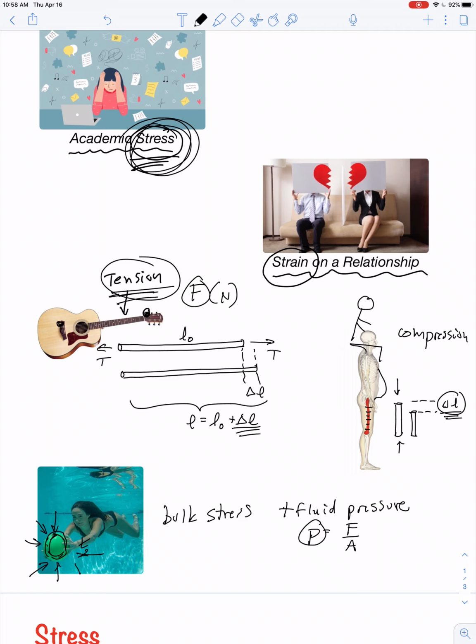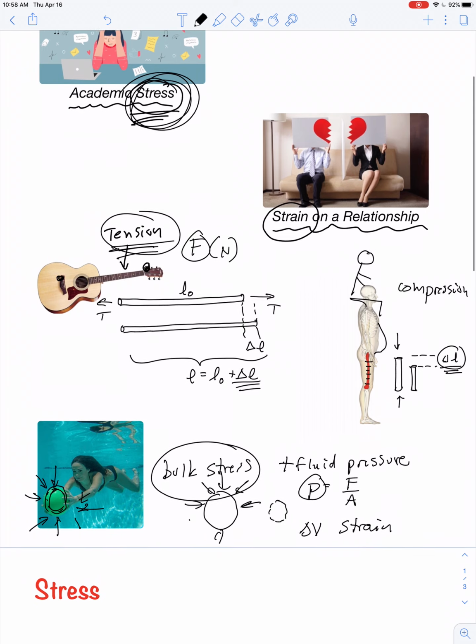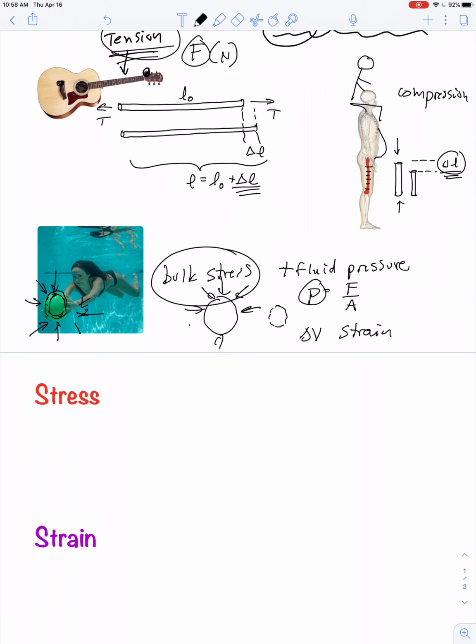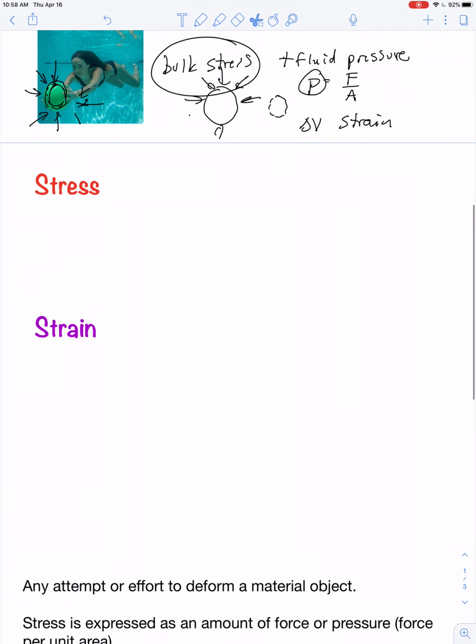The strain in this case, well, if the ball was originally that large and it gets pushed in from all sides due to the increased fluid pressure, then it'll shrink in size. And so instead of a change in length, we'll have a change in volume as an expression of the strain when bulk stress is involved. So let me restate that clearly, what we mean when we talk about stress and strain. Let me give you some definitions you can copy into your notes.